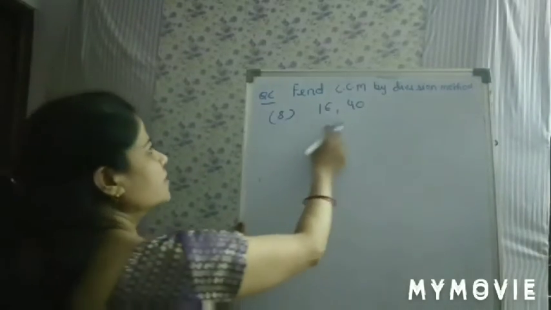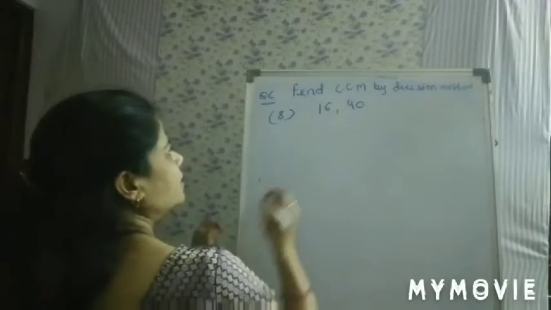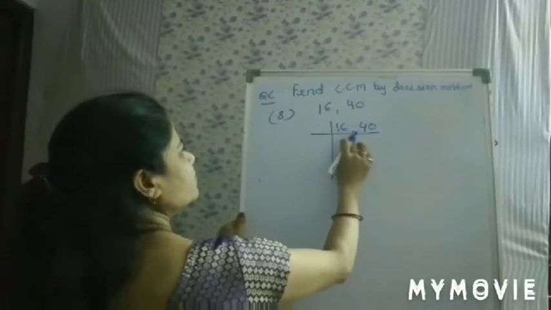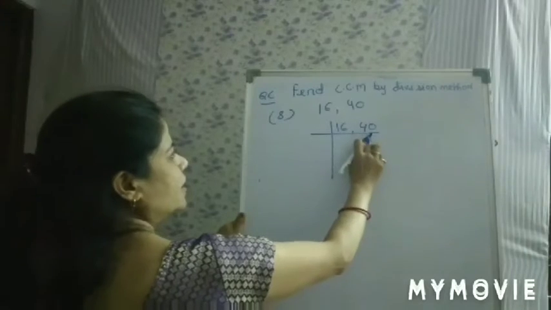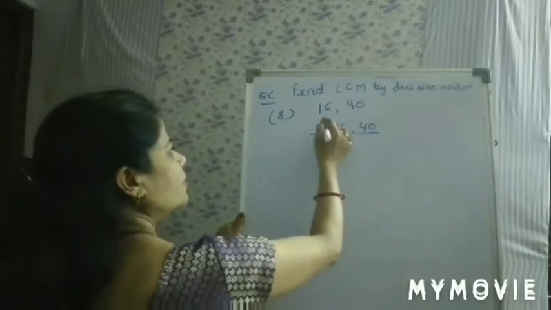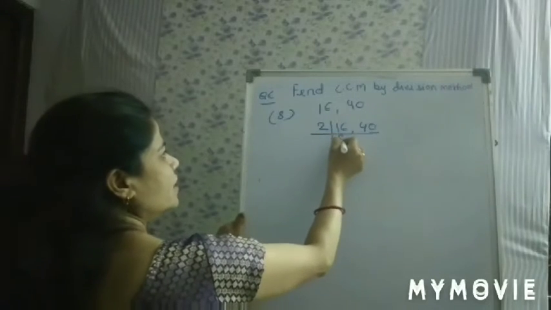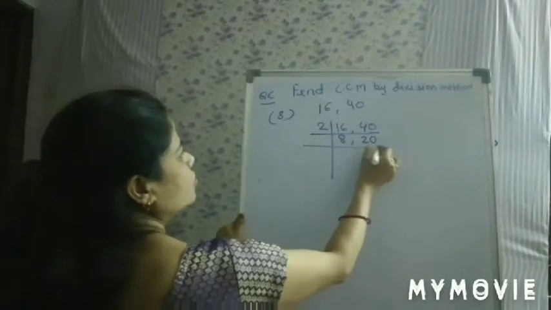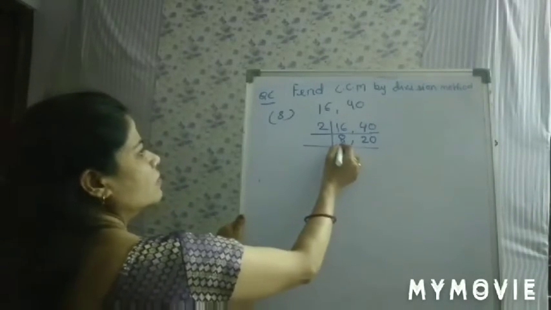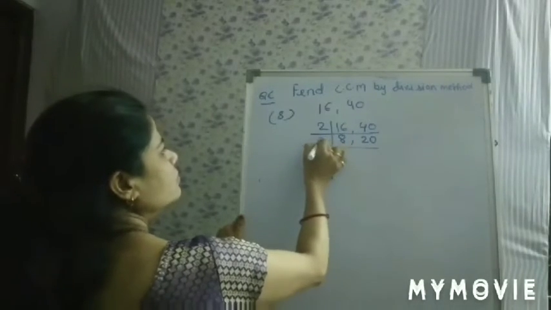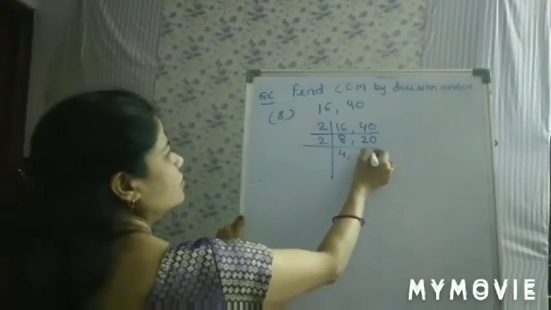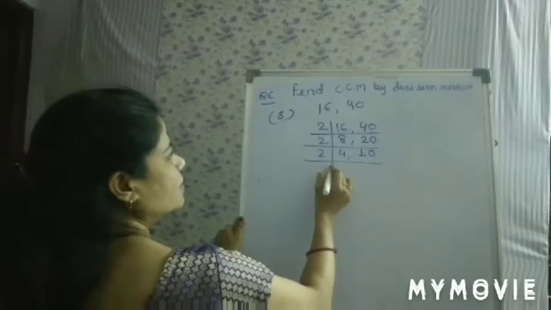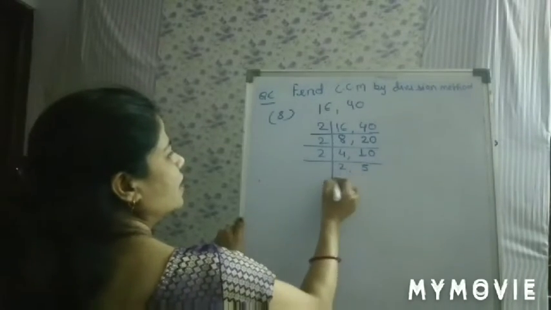Now we will find the LCM of 16 and 40 by division method. So make this sign for division method, write both the numbers. See, both the numbers are even numbers and we can divide 16 and 40 by 2. 2 8s are 16 and when we divide 40 by 2 we will get 20 as quotient. So write 20. Now again we can divide 8 and 20 by 2. 2 4s are 8, 2 10s are 20. Then again we will divide 4 and 10 by 2 because 4 and 10 are even numbers. 2 2s are 4, 2 5s are 10.